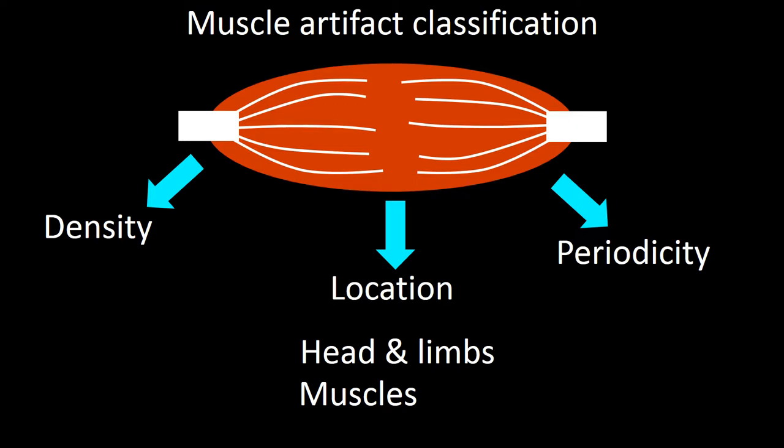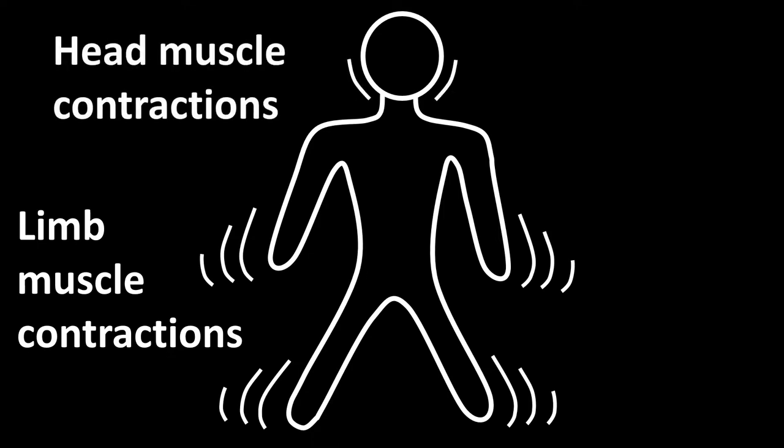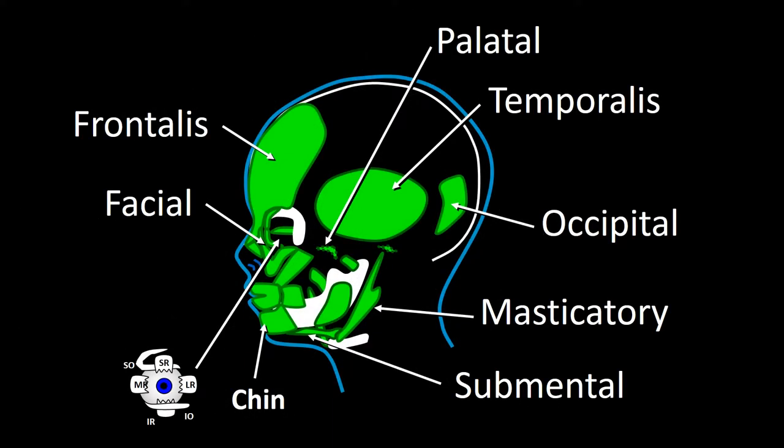Another way of classifying muscle artifact is according to their location. As we previously mentioned, we talk about limb movement contraction artifacts or head muscle contraction artifacts. Among the head muscle artifacts, the most frequent muscles that produce artifact are the frontalis and the temporalis.